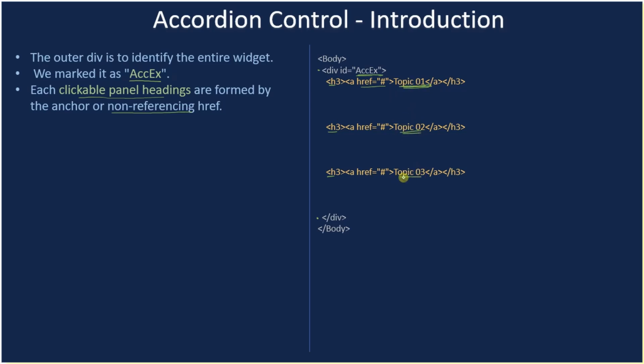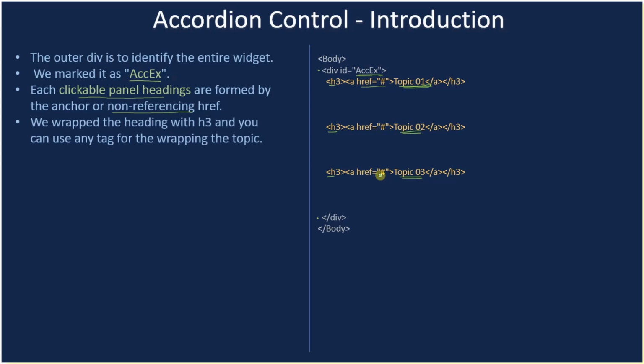So if you see inside the div tag, we have 3 anchors. That means here we are deciding to have 3 headings or 3 groupings. We wrapped the heading with h3, and you can use any tag for wrapping the topic, right? Topics are usually formed using the anchor, so that's the important stuff.